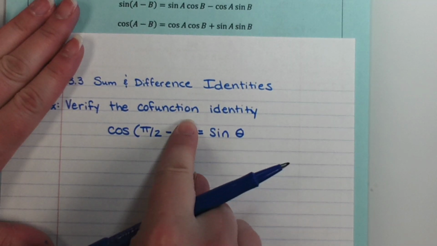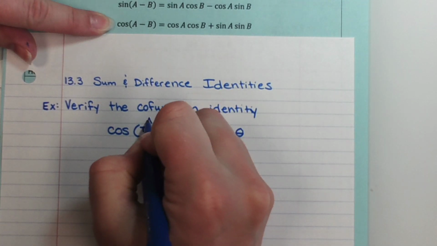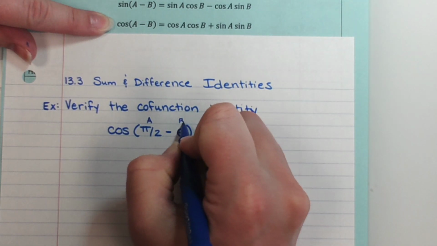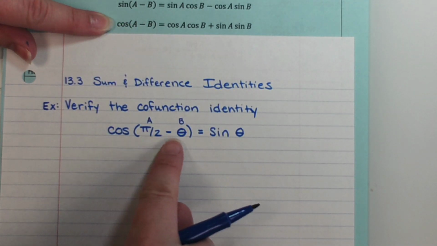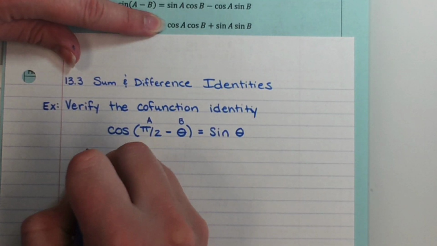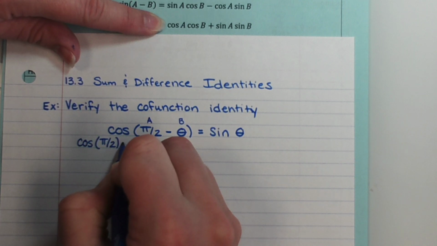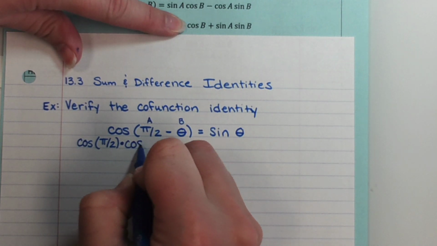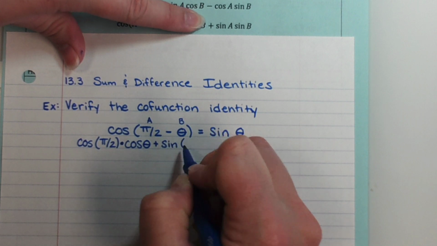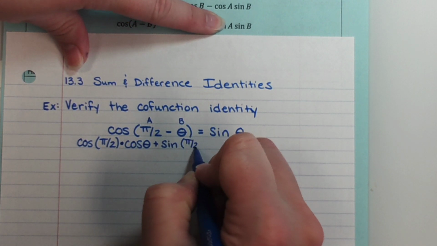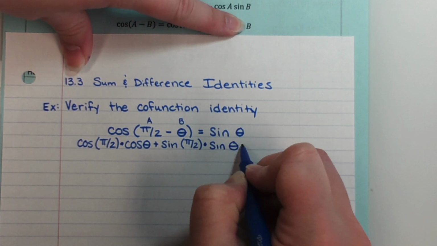So I'm going to change this using this formula. A is the pi over 2. B is the theta. Because it goes A minus B, and it's pi over 2 minus theta. So this side becomes cosine of pi over 2 times cosine of theta plus sine of A, which is pi over 2, times sine of B, which is theta.